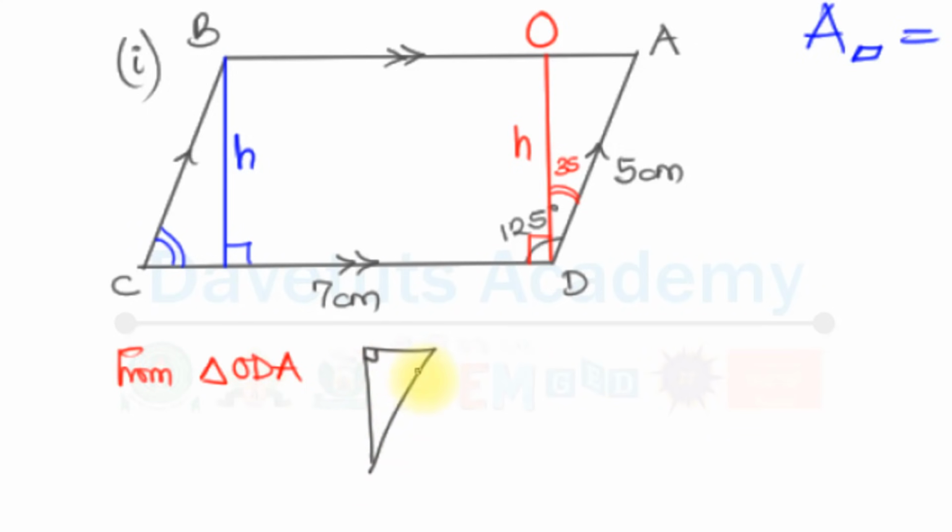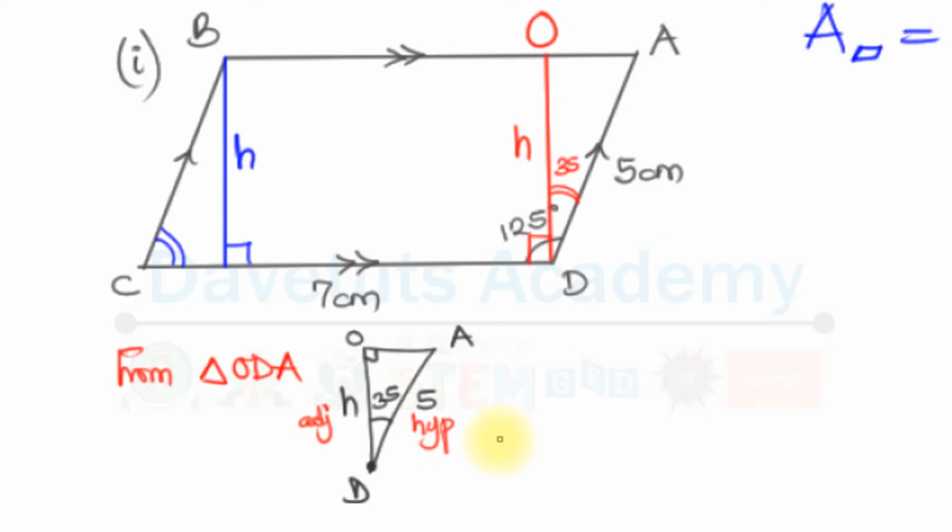Okay, so this is also 90, and this is 35, this is H, and this is 5. Now this is the angle that I'm considering at D is 35. This is O, this is A. This 5 will happen to be the hypotenuse, because it's the side facing the right angle and it's also the longest side, and then H is the adjacent.